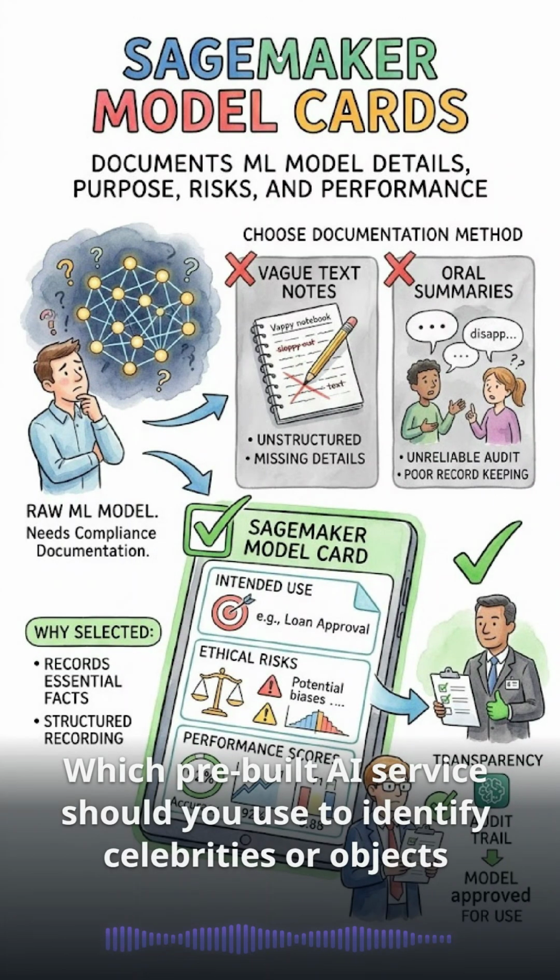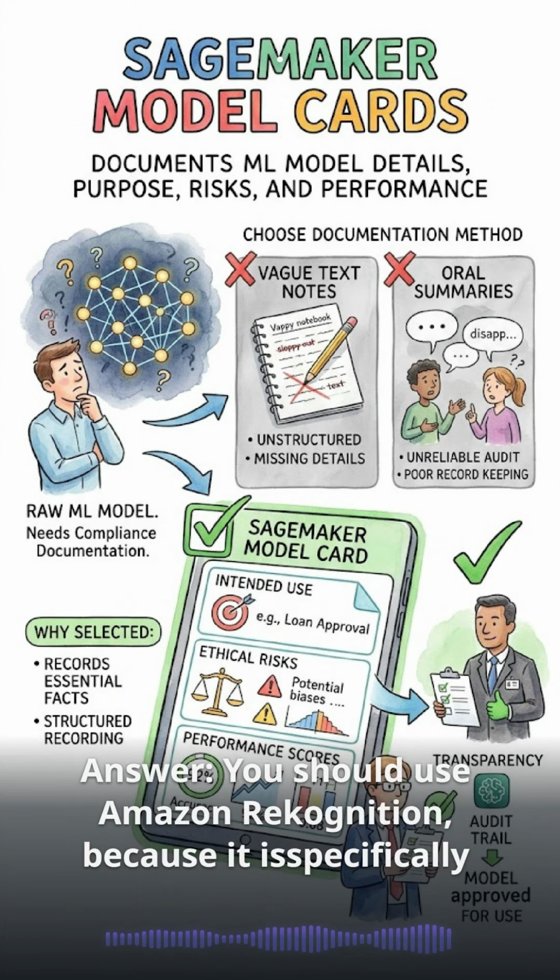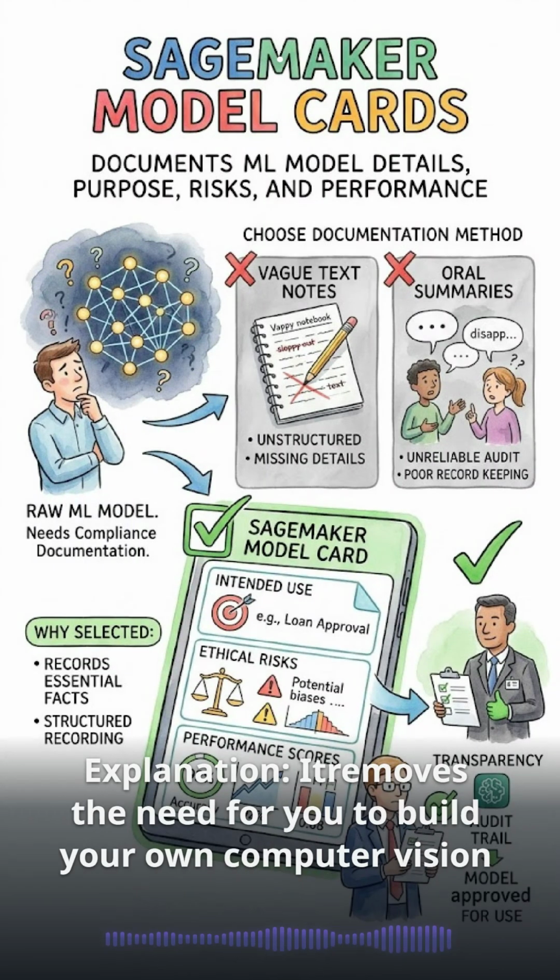96. Which pre-built AI service should you use to identify celebrities or objects inside your company's video files? You should use Amazon Rekognition, because it is specifically designed for high-quality image and video analysis tasks. It removes the need for you to build your own computer vision models, saving you months of difficult development work.